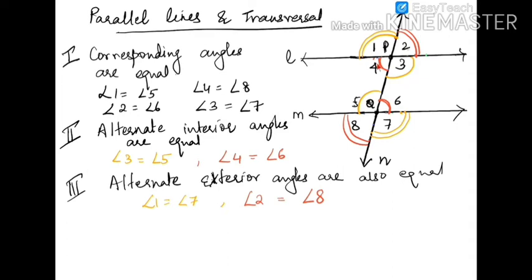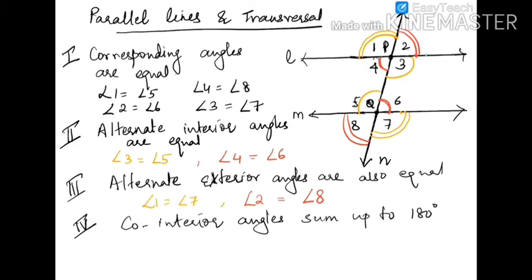Notice that 2 and 4 form vertically opposite angles, so they are equal. Similarly, 1 and 3 are vertically opposite angles, so they are equal. 6 and 8 are also equal, and 5 and 7 are also equal because they are vertically opposite angles. According to the fourth property, co-interior angles sum up to 180 degrees. So, angle 4 plus angle 5 will be equal to 180 degrees. Likewise, angle 3 plus angle 6 will be equal to 180 degrees.